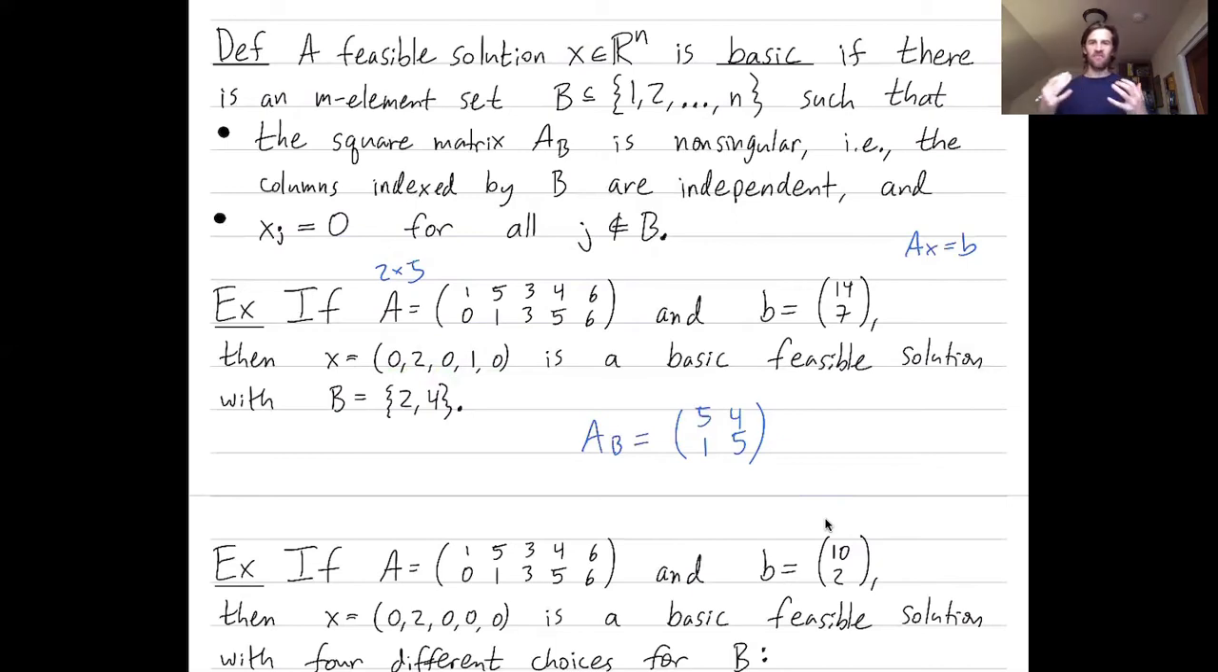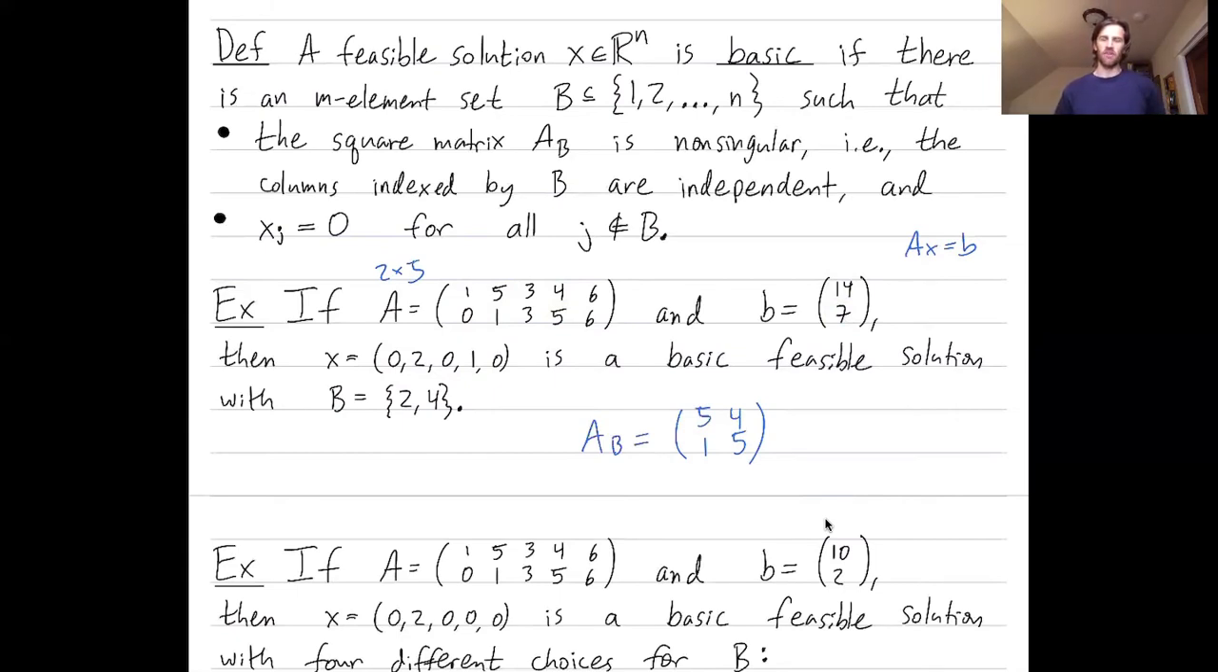Okay. And then furthermore, that's what it means for x to be basic. Furthermore, x just needs to be a feasible solution, which means it solves the equation Ax = b, and it does. When I multiply this matrix capital A by this vector x, I get 2 times the second column plus 1 times the fourth column, and that gives me 2 times 5 plus 4 is 14, and 2 times 1 plus 5 is indeed 7. Okay, so that's why x is a solution to Ax = b.